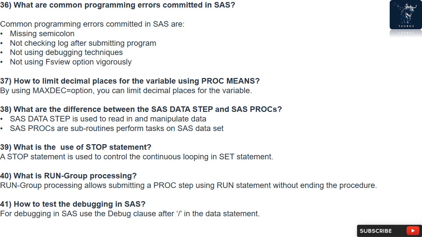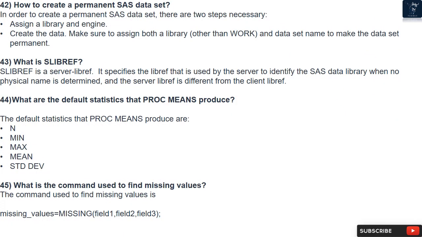41. How to test debugging in SAS? For debugging in SAS, use the DEBUG option after the slash in the DATA statement. 42. How to create a permanent SAS data set? In order to create a permanent SAS data set, there are two steps necessary. Assign a library and engine. Create the data. Make sure to assign both a library, other than WORK, and a data set name to make the data set permanent.